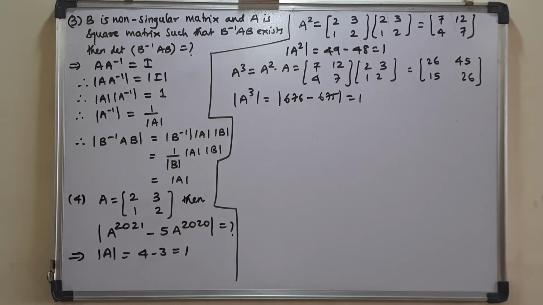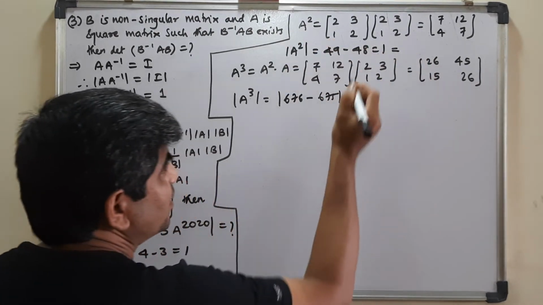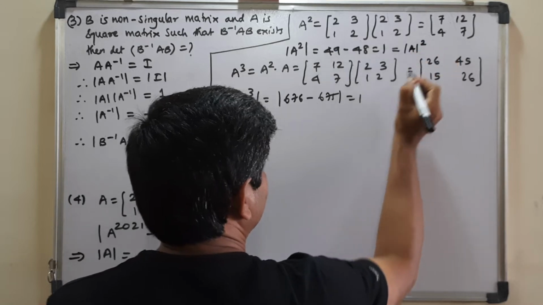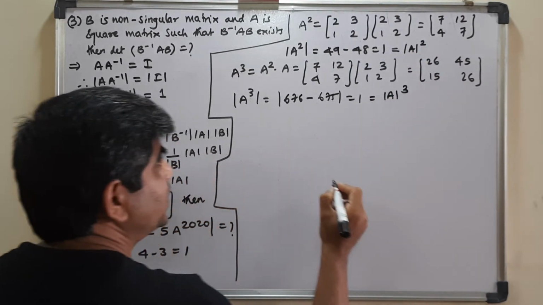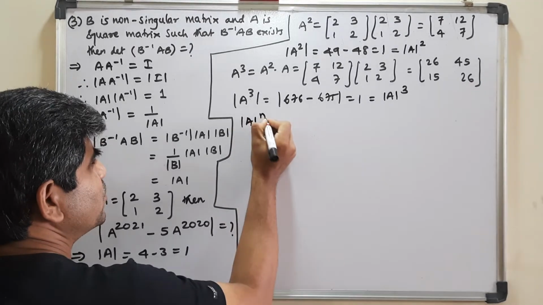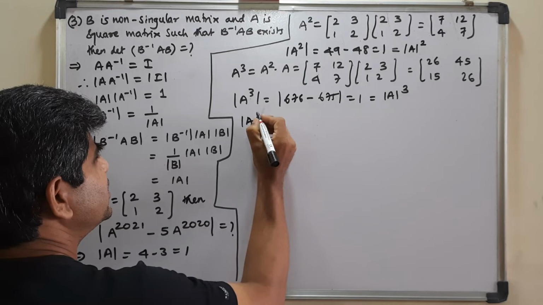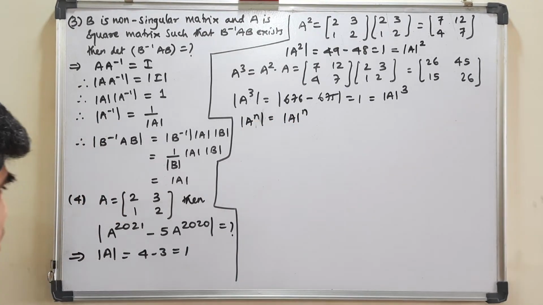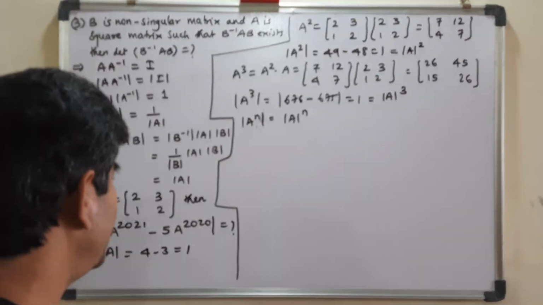So I can conclude here that this 1 is the determinant of A to the power 2, this is the determinant of A to the power 3. That means the determinant of A raised to n is nothing but the determinant of A raised to n. Using this particular property I can understand what I am going to get.